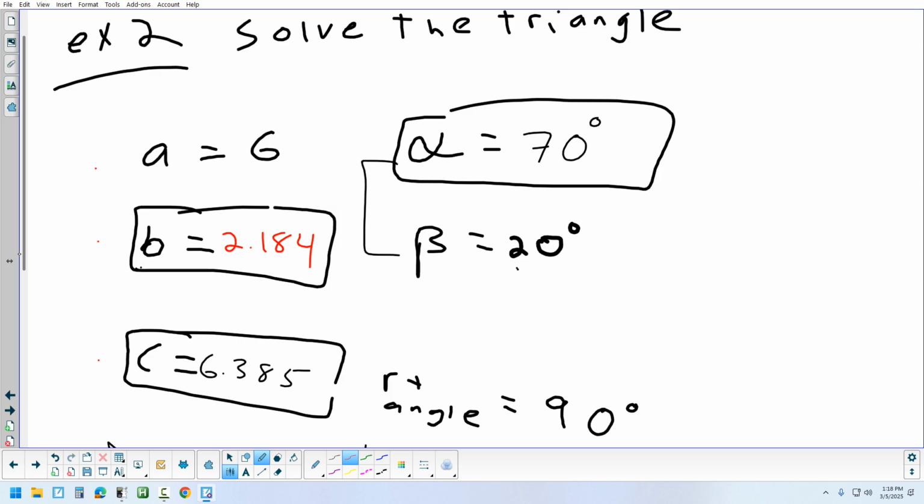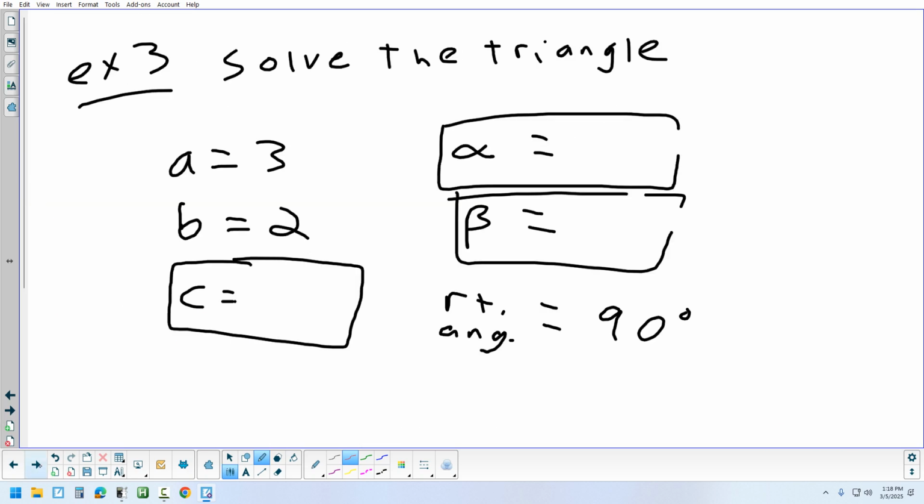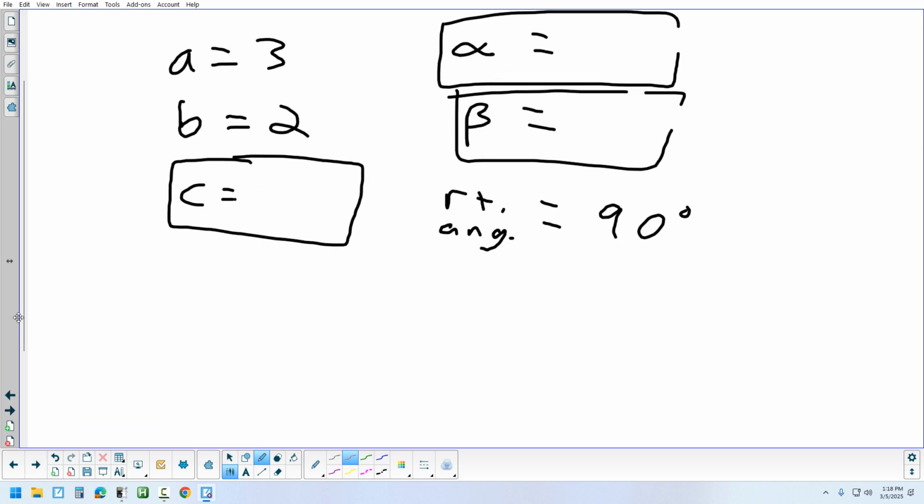Okay. Look at this one. What's different in this one? They give you two sides. Okay. So when they give you two sides, it's a little bit different how we have to go about solving it. But before we even start trying to solve it, what do we always want to do? Draw it out.